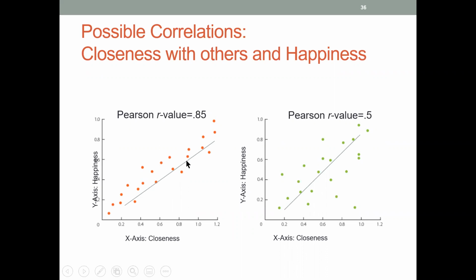So we would say Pearson R, with that little lowercase italicized r, equals 0.85. And if we were interpreting it, we would say there is a strong relationship between closeness and happiness. If we had this cluster of points, much further spread apart from this line, we would say the Pearson R value is 0.5, a moderate relationship between closeness to others and happiness.